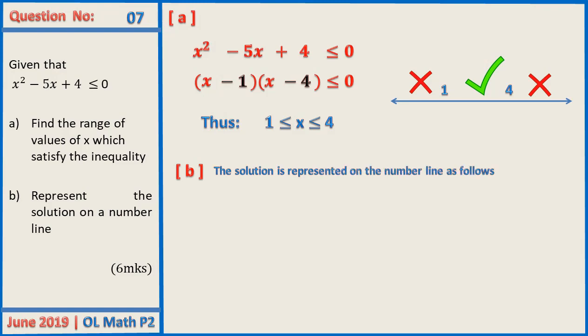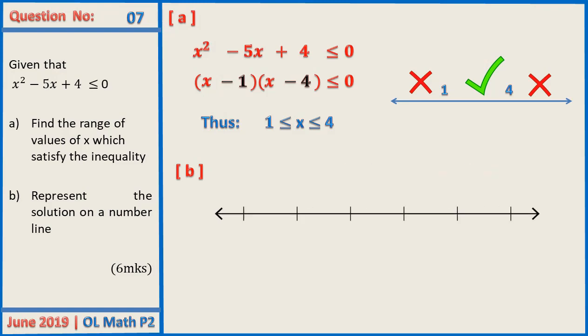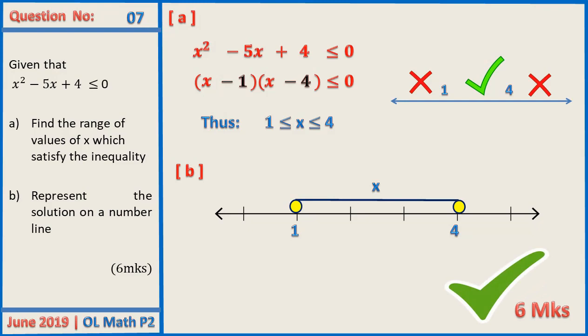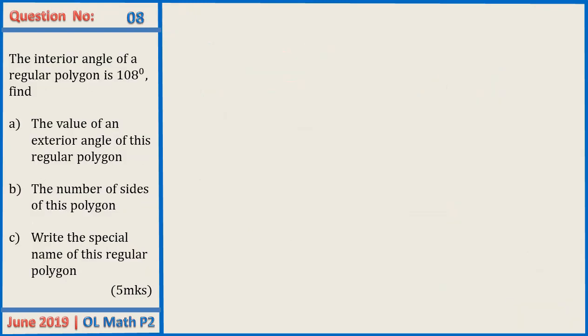For the B part, the solution is represented on a number line as follows. This is the number line, calibrated. The boundaries are included, so we put circles that have been shaded and we link them. The region is from 1 to 4. We have represented it on the number line, 6 marks.